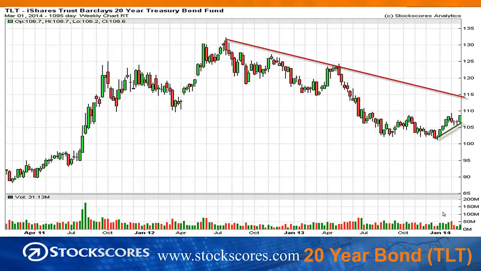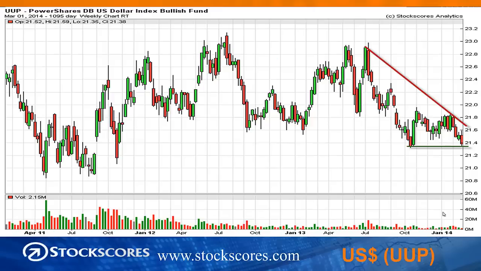The Treasury market had a little bit of a rally last week, and I think it's likely to continue to move higher until it hits resistance at that red downward trend line. So my expectation for U.S. Treasuries is higher prices, which means lower interest rates.